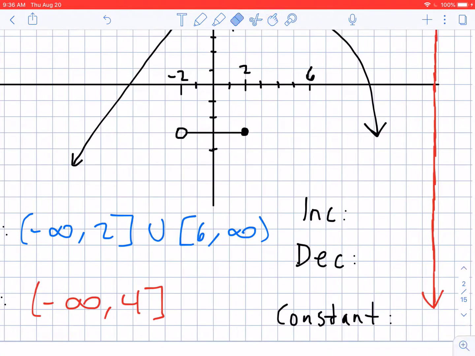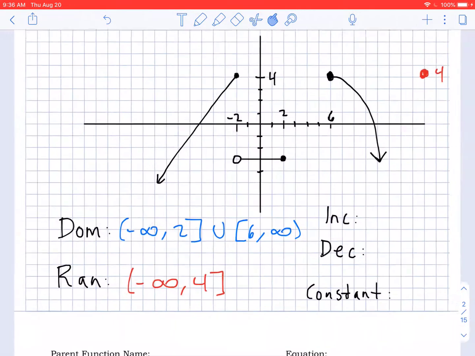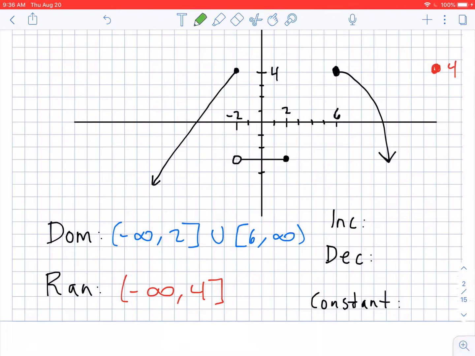Let's look at our increasing, decreasing, and constant intervals. So I'm going to go pretty fast through this. We'll start first with our increasing intervals. It's increasing over this piece, but that's not how we write it. Remember, we write it as an interval, so it starts increasing at negative infinity and continues to increase, going up, up, up, until I get to negative 2. Okay? So it's increasing from negative infinity to negative 2.